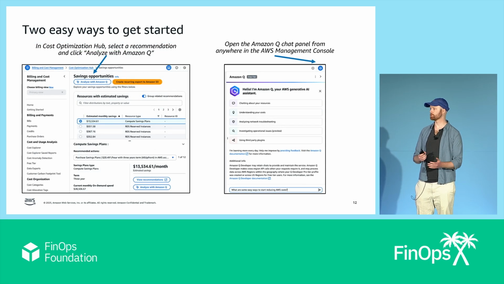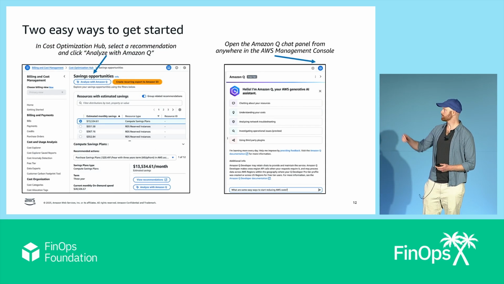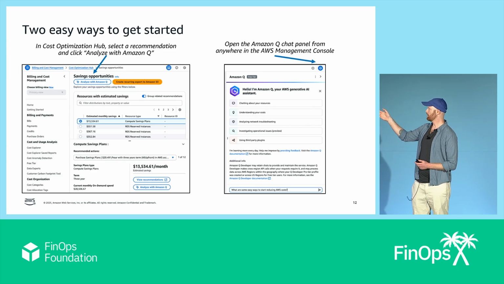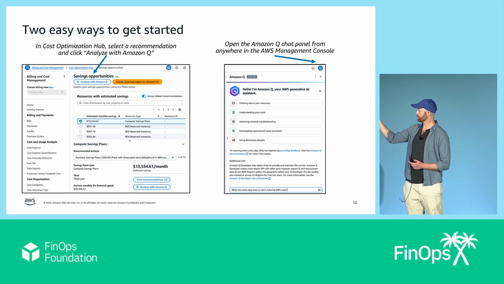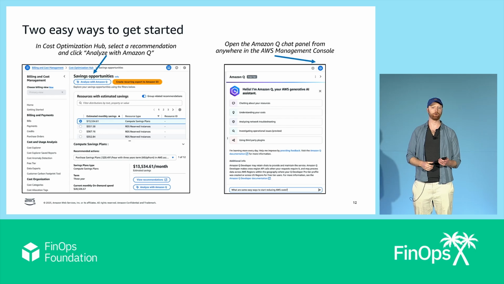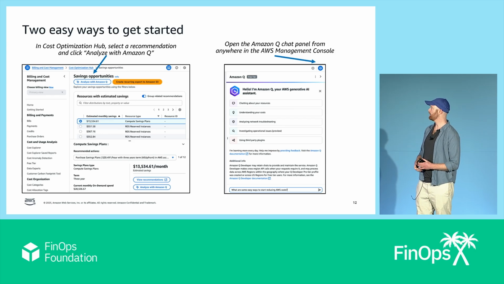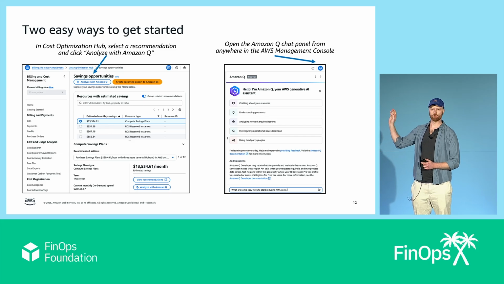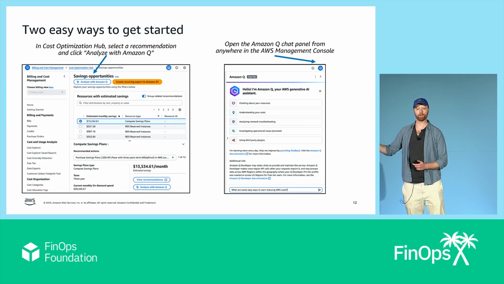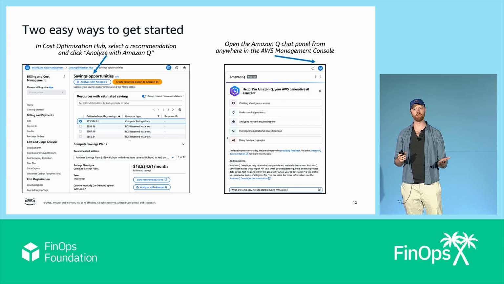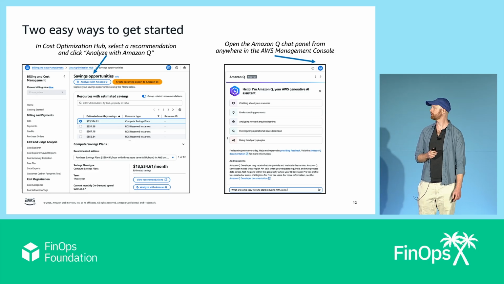So how do you get started with this new feature? There's two easy ways. One is that in the Cost Optimization Hub page in the Billing and Cost Management console, you can now select any recommendation and click the Analyze with Amazon Q button, which will give you a natural language explanation of exactly how that recommendation was calculated, as we just saw. And then from anywhere in the AWS console, if you go to the top right corner, there's a Q icon. You can click that, it'll open this chat panel, and then you can simply ask a question like, how do I start saving money on AWS, or what EBS volumes can I terminate?